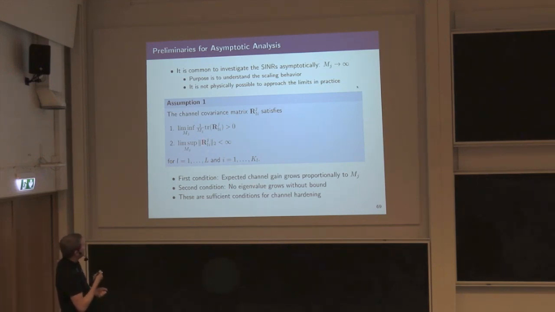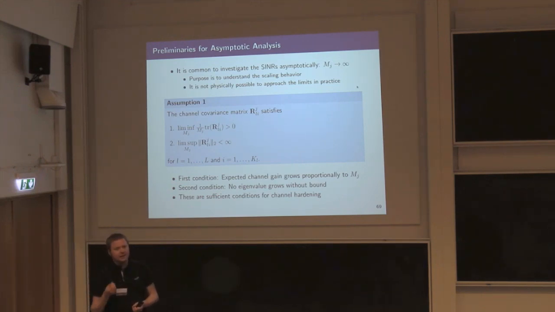And actually one can show that these two conditions are sufficient to get this channel hardening effect, that the norm of the vector squared divided with number of antennas goes towards a constant value. Under this condition you can show that that happens by looking at the variance. What's the necessary condition?